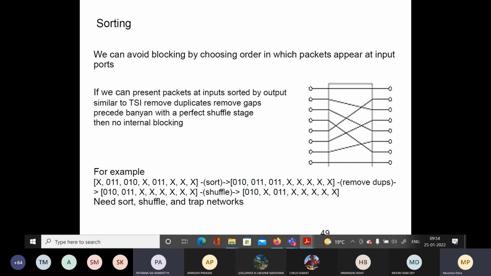So how do we do this? We need a sorter, we need something to shuffle the inputs, and we need something to remove the duplicates, and we call it a trap network.